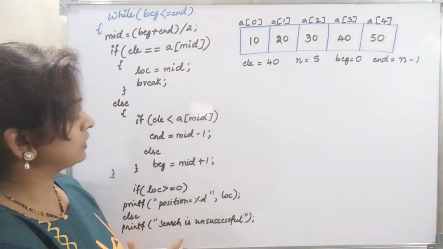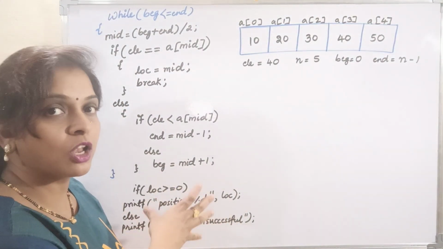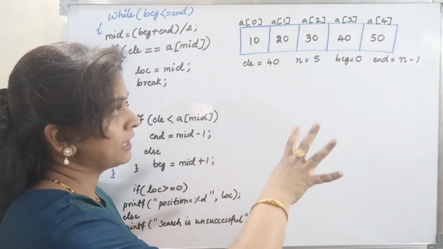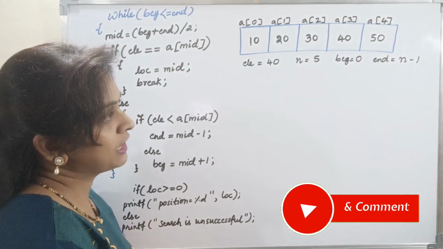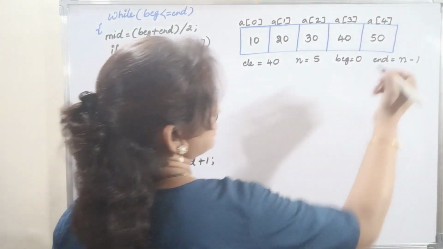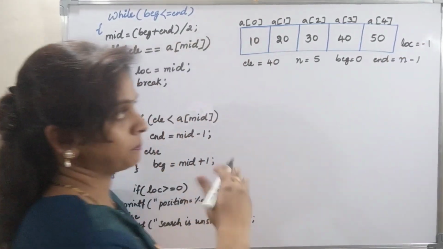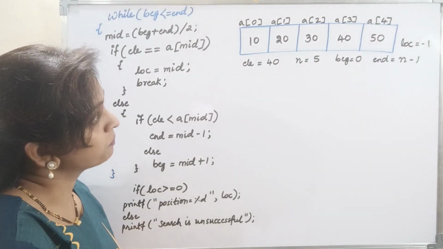So here we have the next half of the program where we have the actual logic of binary search. We have already accepted the elements, the n size, the search element, and we have set beginning equal to 0, ending equal to n-1, and location equal to -1. That is the previous half portion of the program that we saw.